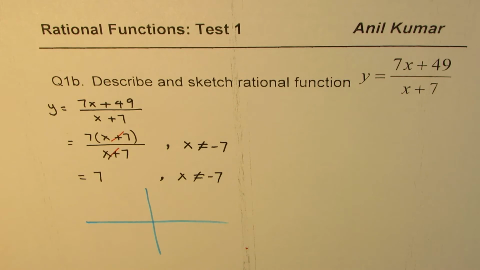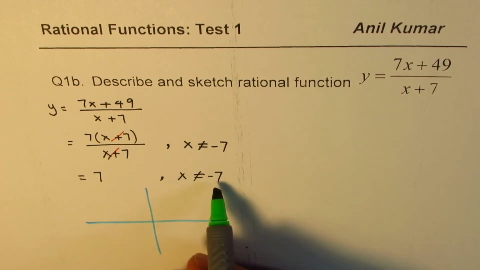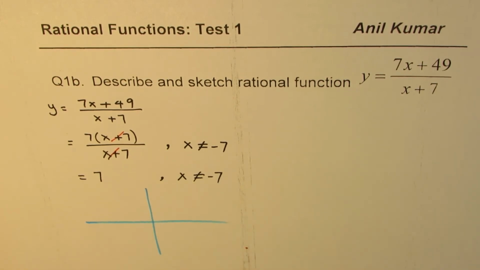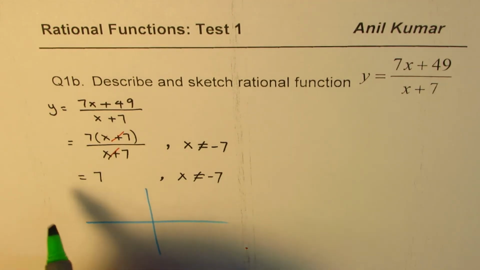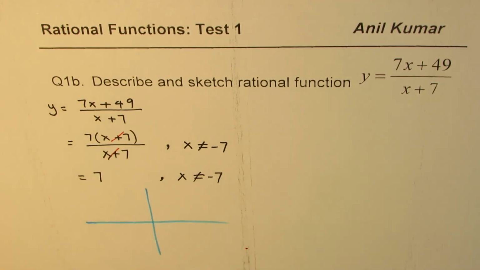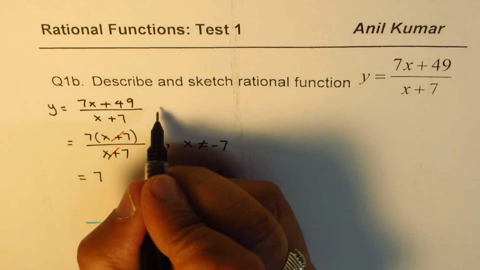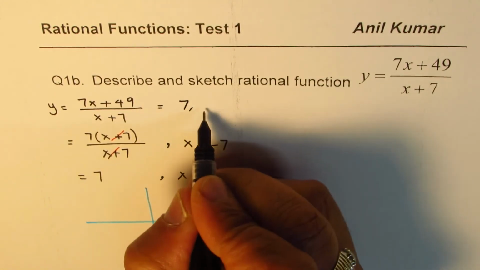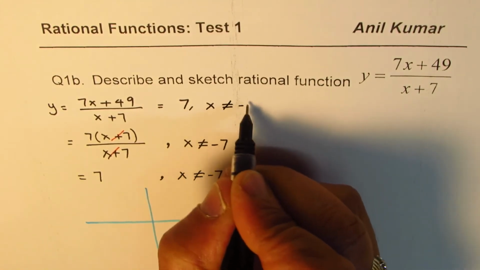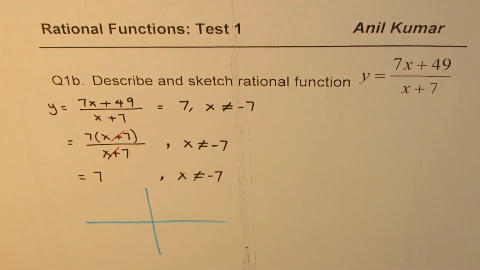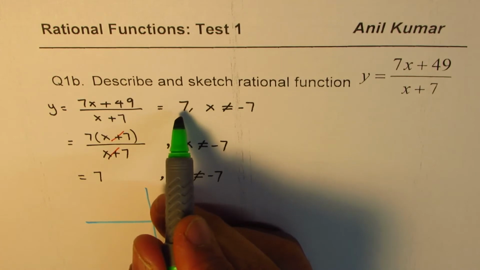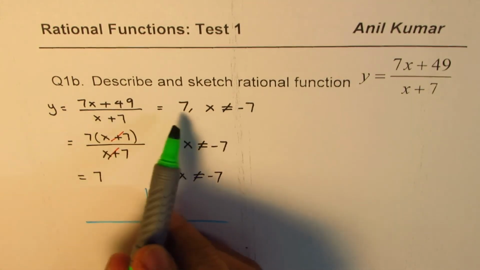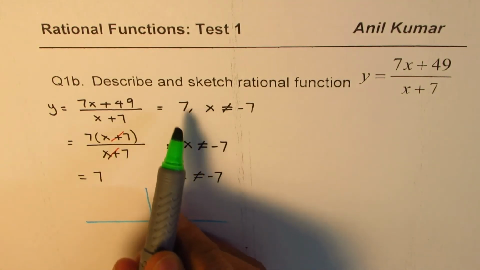Y equals 7 really means what? It means y equals 7 is your function, right? So this reduces to y equals 7, where x is not equal to minus 7. Is it okay? That really means that except for minus 7, this function is defined everywhere and it has a constant value of 7.